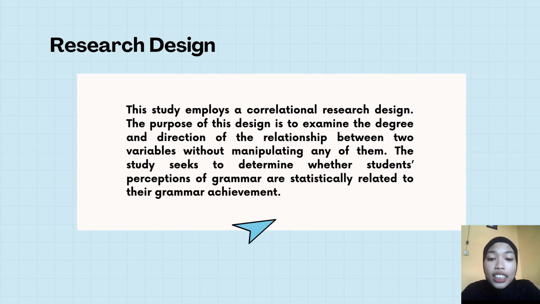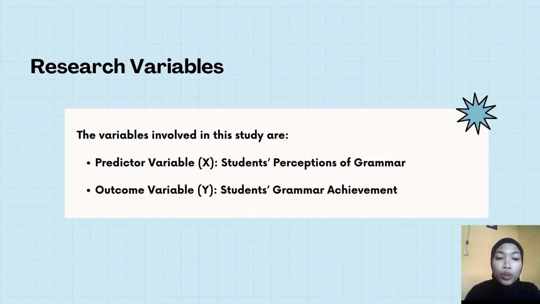The purpose of this design is to examine the degree and direction of the relationship between two variables without manipulating any of them. The study seeks to determine whether students' perception of grammar is statistically related to their grammar achievement. The research variables: first, the predictor variable is students' perception of grammar, and then the outcome variable is students' grammar achievement.